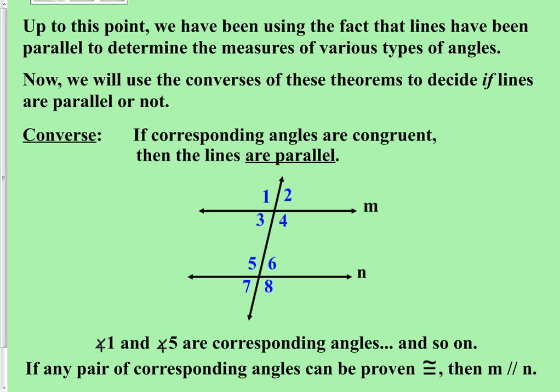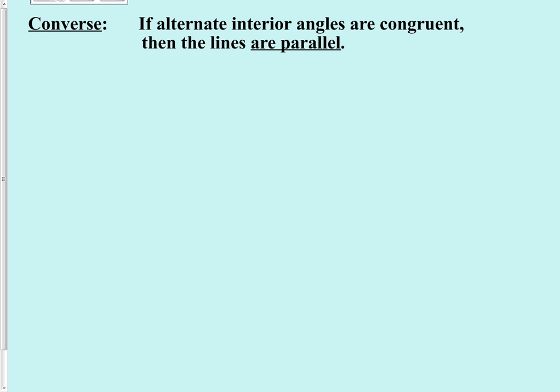Okay, next converse. Okay, this time looking at the alternate interior angles. The original rule said if your lines are parallel, then your alternate interior angles will be congruent. The converse says if your alternate interior angles are in fact congruent, that means your lines must be parallel.